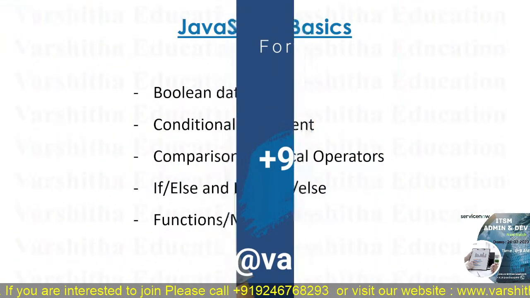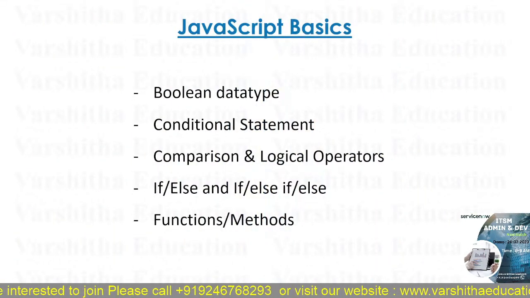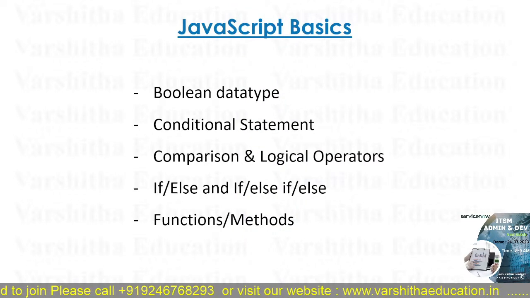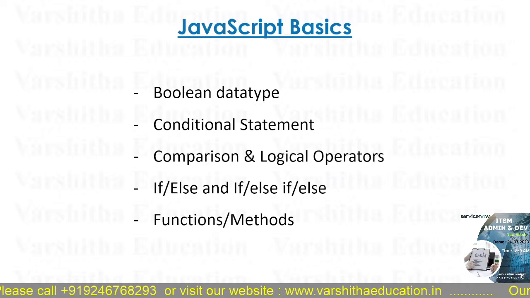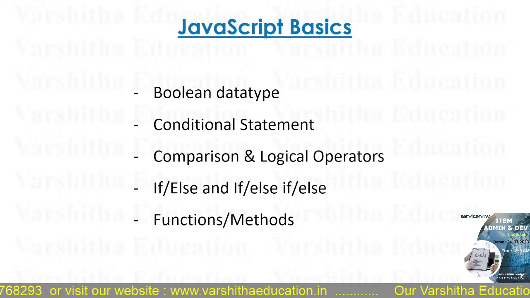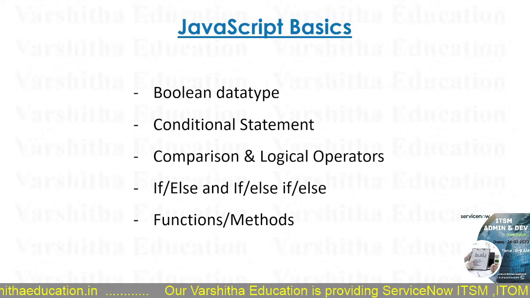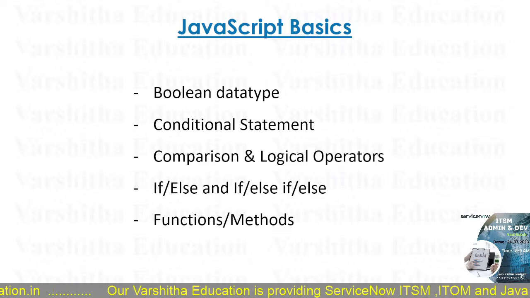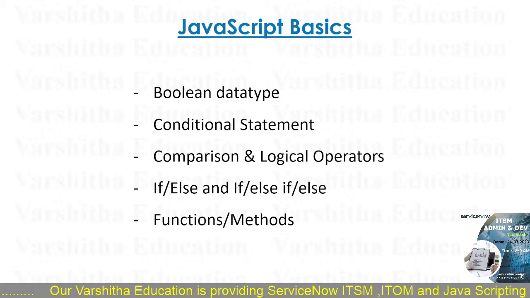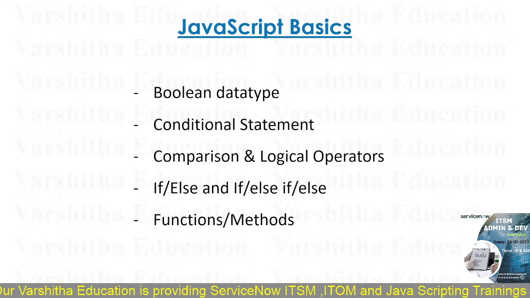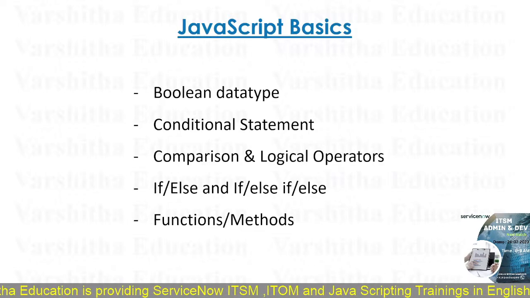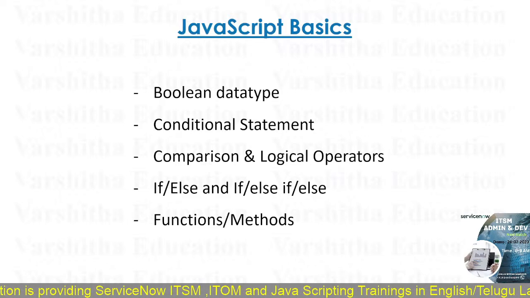In the JavaScript basics, we need to discuss the Boolean data type, conditional statements, as well as comparison and logical operators, like if condition, if else conditions, and functions also. Why do we need to learn all these basics of JavaScript? On the ServiceNow side, each and everything is important, like the semicolon. Yesterday we discussed that if you use a semicolon, or any kind of particular spaces and naming conventions, everything is very, very important. Each and everything is important to the writing of your code.